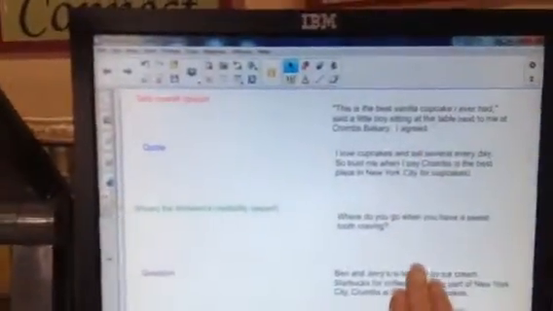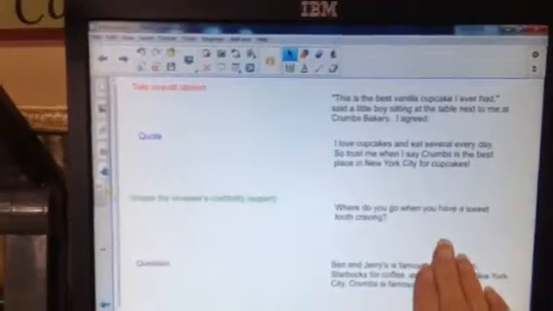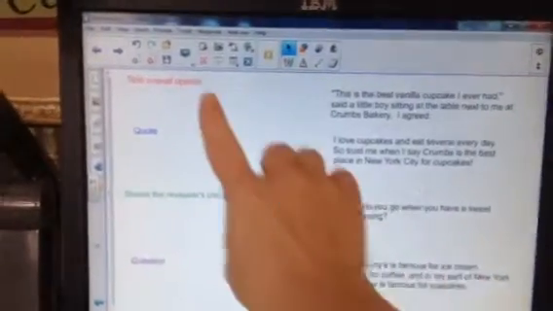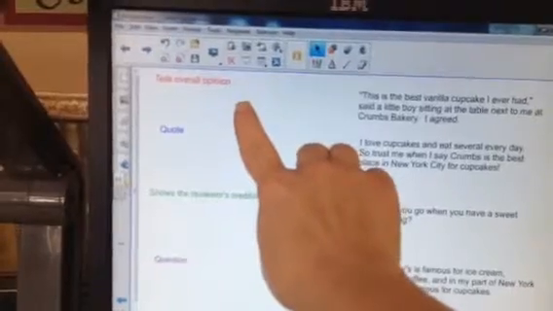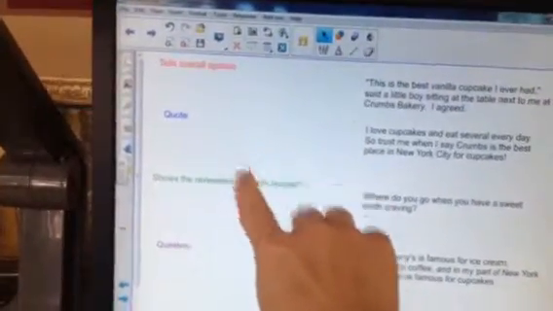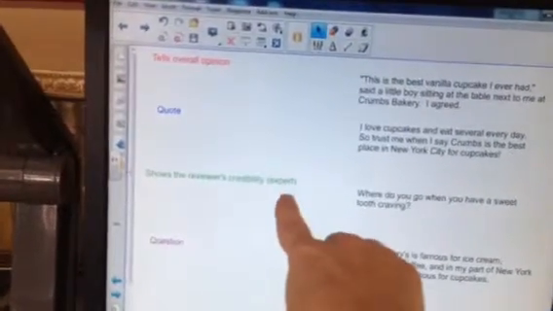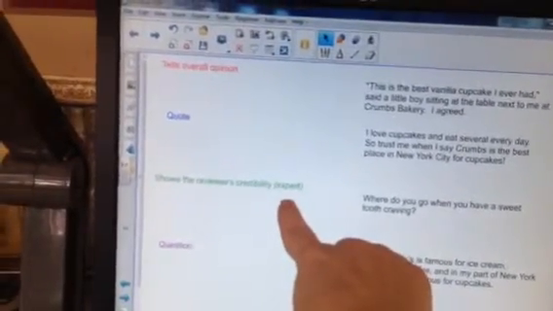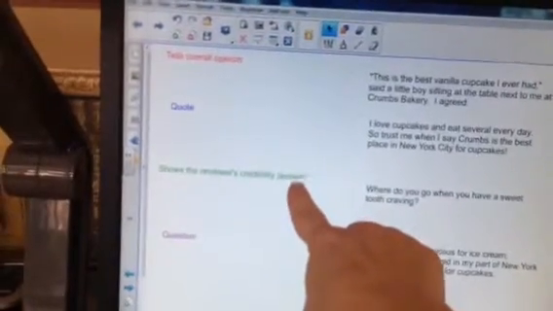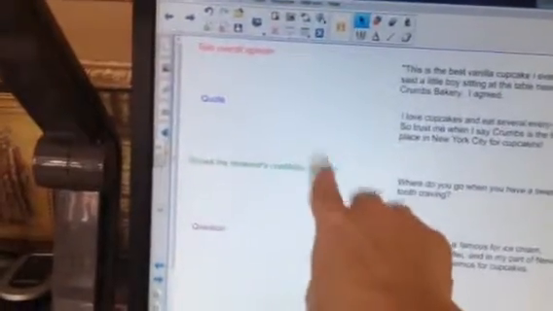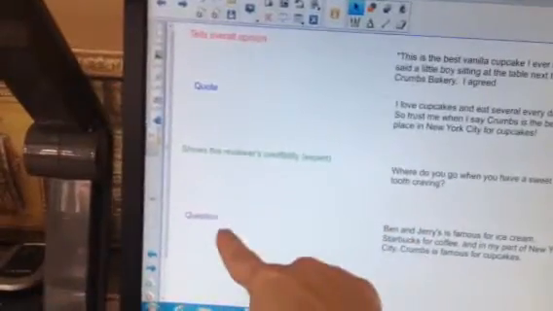Let's take a look at some examples. I've got four on the right side and some on the left. We're going to read some together, and then you're going to do a matching activity. You're going to tell me, does it tell an overall opinion? Is it a quote? Or does it show the reviewer's credibility? That just means you're an expert. You know so much about it, either you've been there a ton or you've read the book a lot, so you're pretty credible. Or does it ask a question? Let's dive right in.